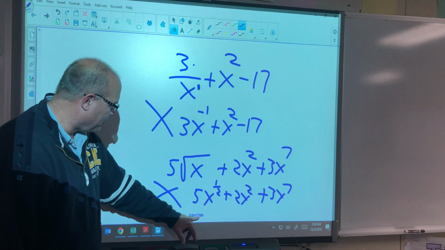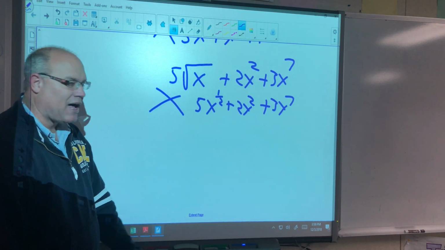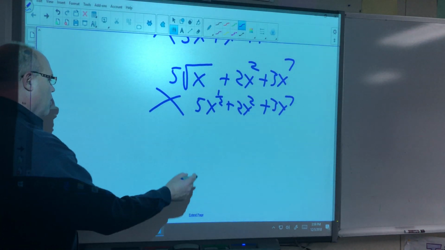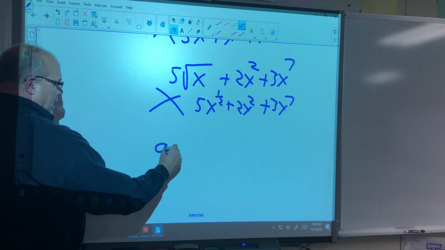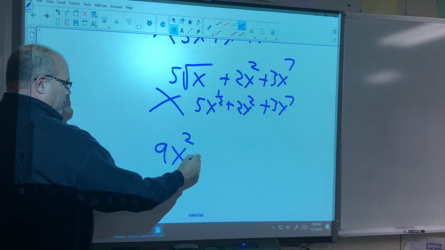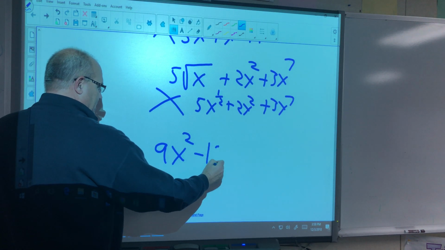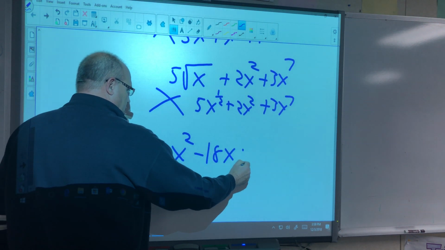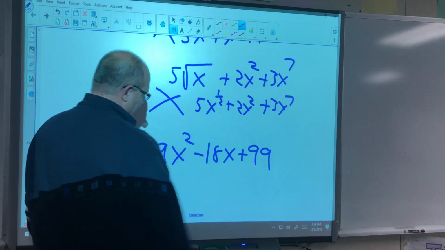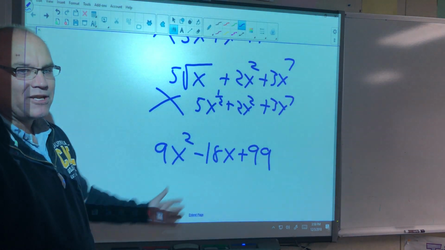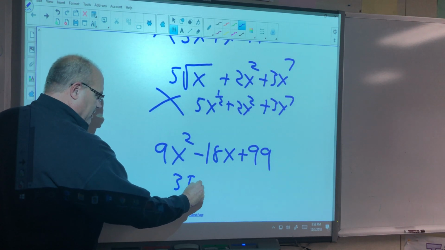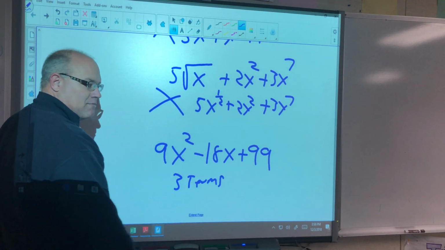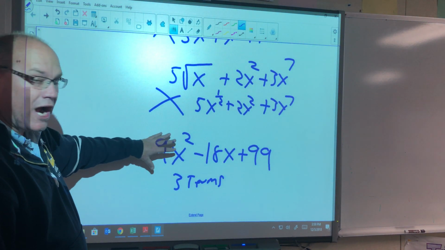Let's do one more example of an actual polynomial. So let's go in standard form for you. How about 9x squared minus 18x plus 99. All right? How many terms does it have? It has 3 terms. Does that have a special name? Yep, that special name would be trinomial.